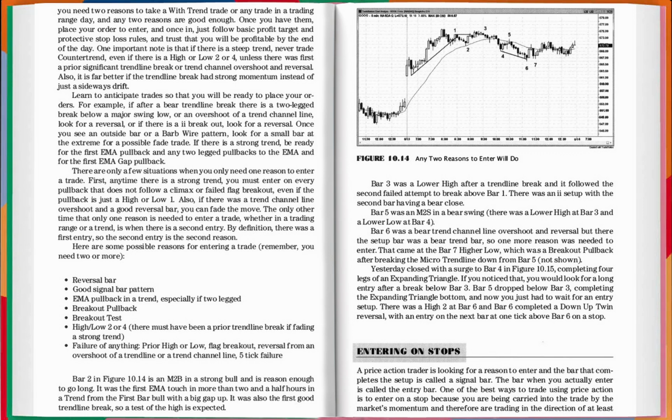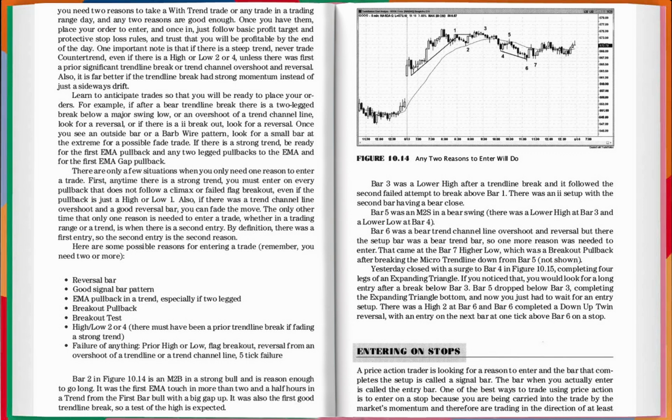Here are some possible reasons for entering a trade. Remember, you need 2 or more: reversal bar, good signal bar pattern, EMA pullback in a trend, especially if 2-legged, breakout pullback, breakout test, high/low 2 or 4. There must have been a prior trendline break if fading a strong trend. Failure of anything, prior high or low, flag breakout, reversal from an overshoot of a trend line or a trend channel line, 5-tick failure.